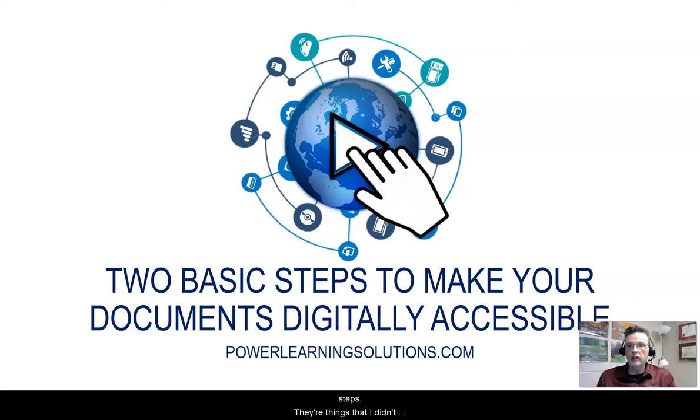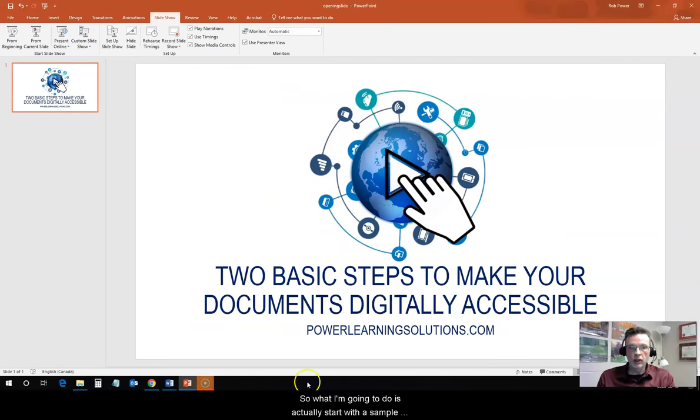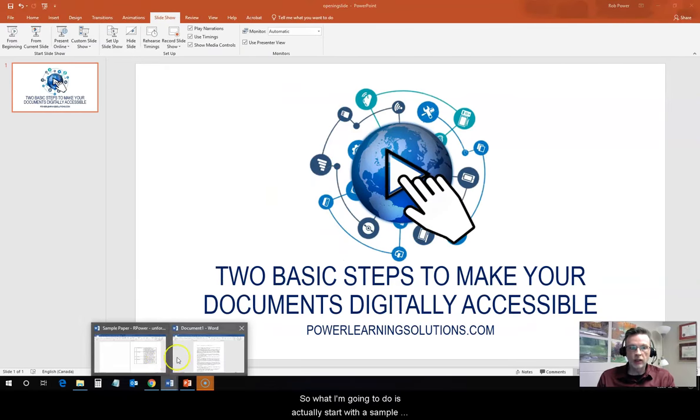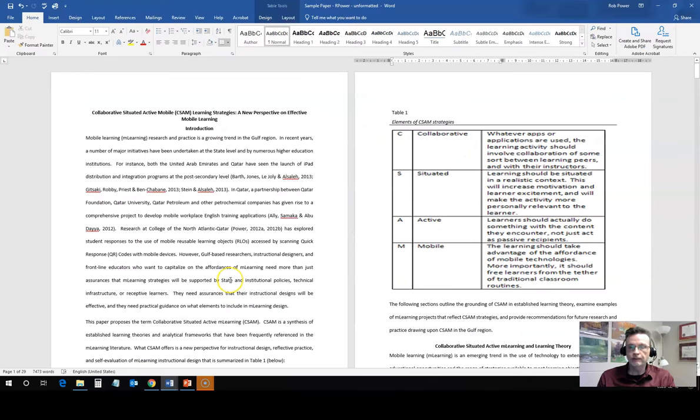These are relatively easy steps. They're things that I didn't always know about, but I've come to learn about, and they make my life a lot easier. They also make things a lot easier for my students, especially those students who have visual impairments. So what I'm going to do is actually start with a sample document that I have. This is one that I wrote a number of years ago, and at first glance, things might look okay, but there are some inconsistencies throughout.